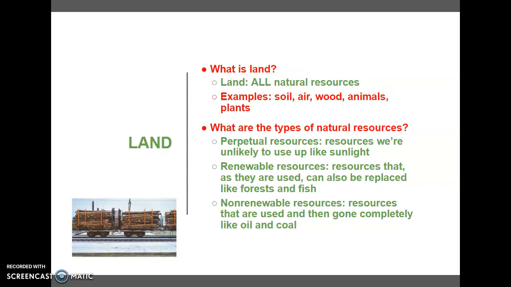Land. What is land? Land is all natural resources. Examples could be soil, air, wood, animals, plants, really anything. What are the types of natural resources? Well, there are perpetual resources, resources that are unlikely that we will use up, like the sunlight. There are renewable resources, resources that as they are used, they can be replaced. So there's forests, fish, other items like that. And finally, there are non-renewable resources. These are resources that once they're used, they're gone completely, like oil and coal.